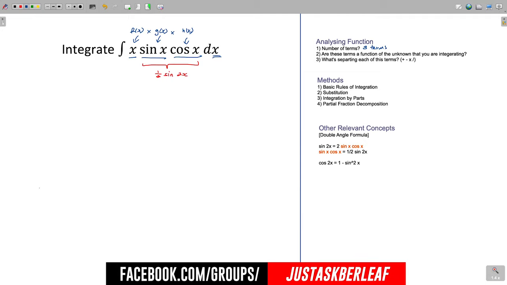Now, this has effectively helped us take two functions of x and combine them into one function of x. Let me give you a clearer picture of what's going on by rewriting this entire function.